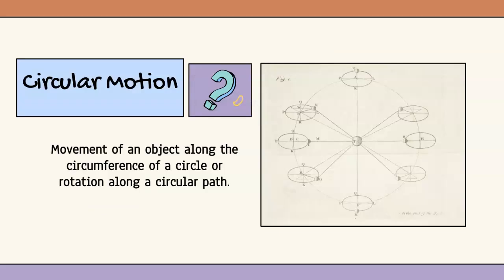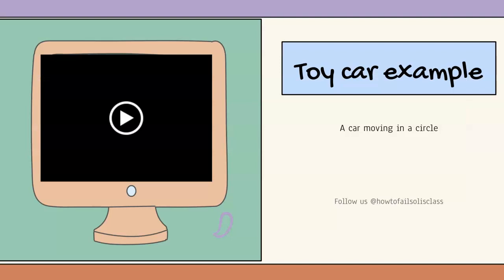The first thing we need to talk about is circular motion. So what is circular motion? Circular motion is the movement of an object along the circumference of a circle or the rotation along a circular path. For our example, we used a toy car moving in a circle. Let's go ahead and watch this.